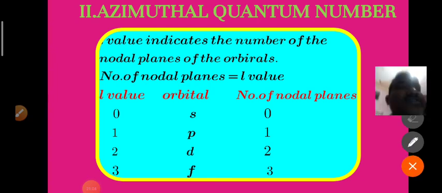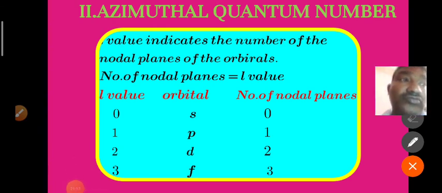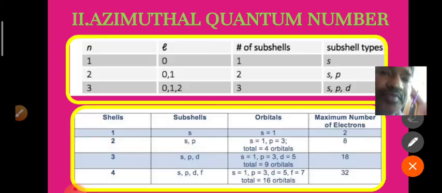The l value tells us the number of nodal planes also. For the s orbital, the l value is 0. That means the s orbital has no nodal plane. And for the p orbital, the l value is 1. So that's why the p orbital has one nodal plane. And we know very well the p orbital has 3 orbitals, that is the px orbital, py orbital and pz orbital.